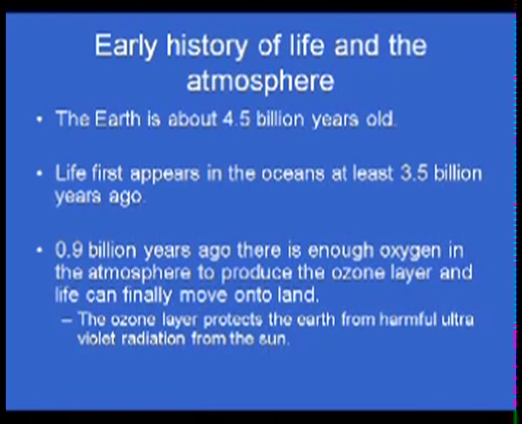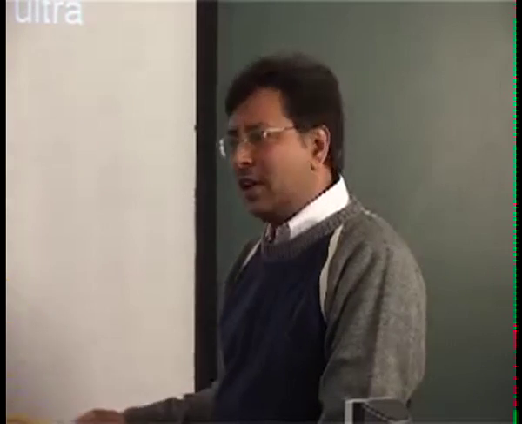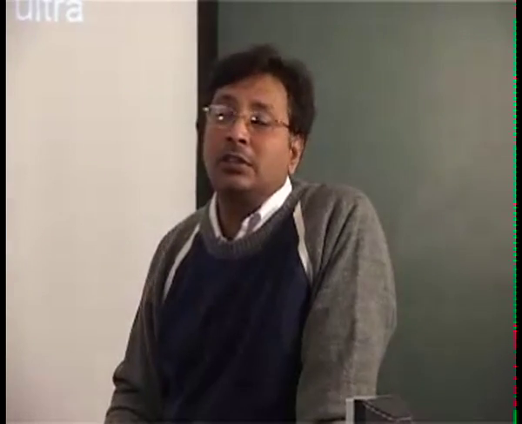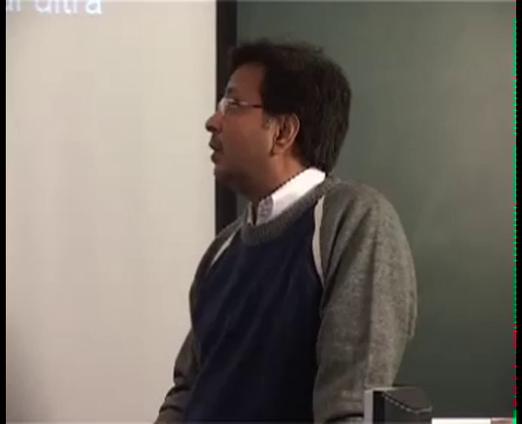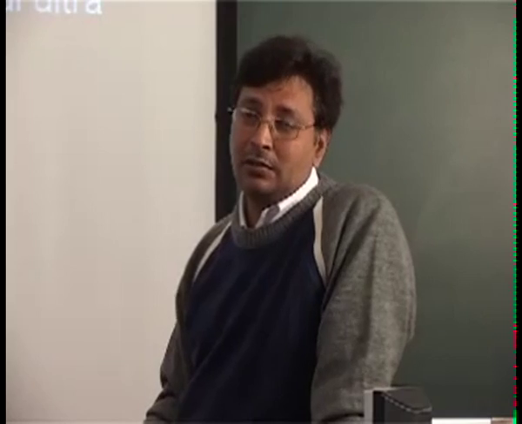Look at the timeline. The earth is about 4.5 billion years old. Life first appeared in the ocean at least 3.5 billion years ago, and about 0.9 or 1 billion years ago there was enough oxygen in the atmosphere. So in fact it is largely believed that for many of the species that were there on the land, the oxygen was very toxic, because before the oxygen came, there was some life, plants or whatever kind of bacteria. There must largely have been anaerobic bacteria that might have grown, and they could not sustain the kind of oxygen that started coming out.